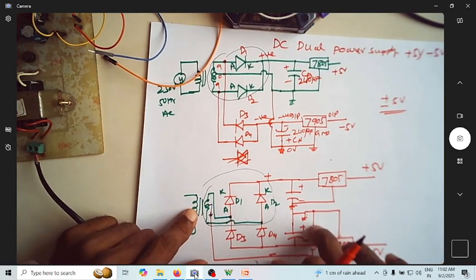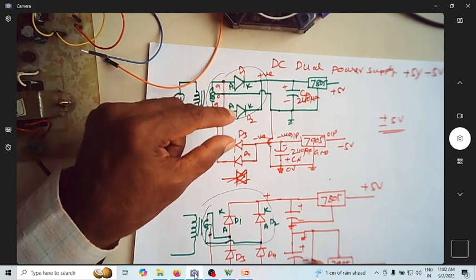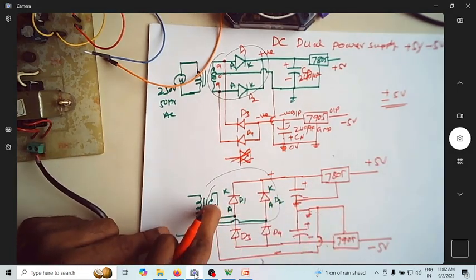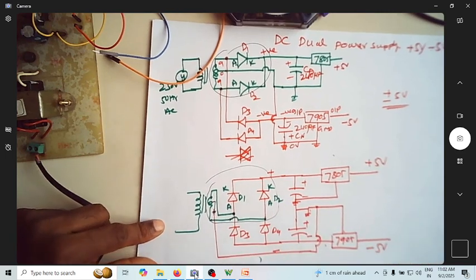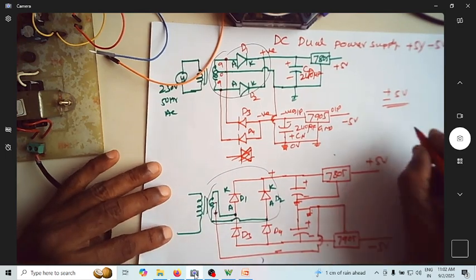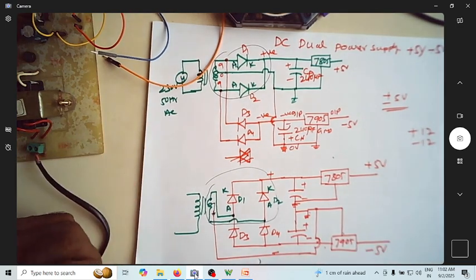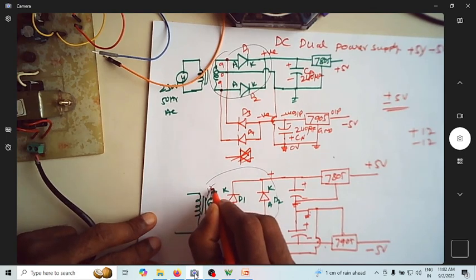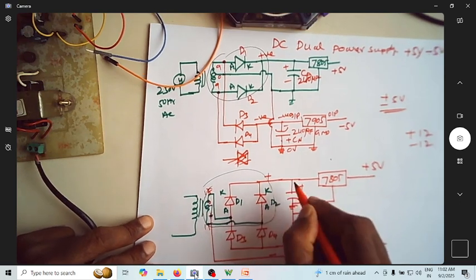For a dual power supply, which uses two diodes for positive voltage and another two diodes for negative voltage, I am using the bridge circuit along with the center tap to realize plus 5 volt as well as minus 5 volt simultaneously. What I can do is I can also realize plus 12 and minus 12. How do I realize plus 12 minus 12? Instead of using 7905, I will use 12 or 15, so then I'll be having larger voltage.